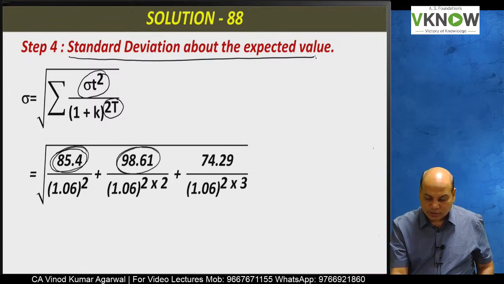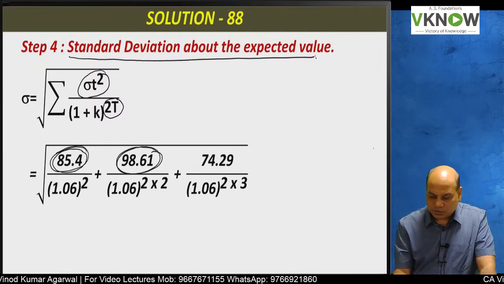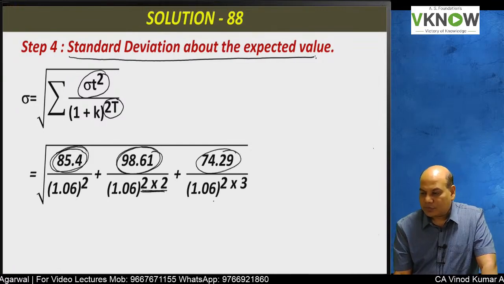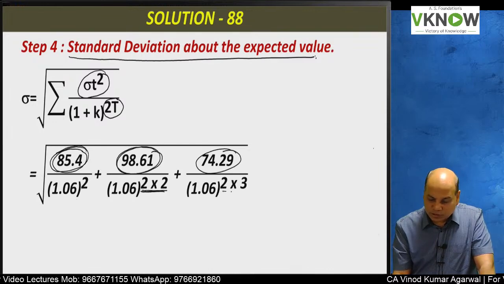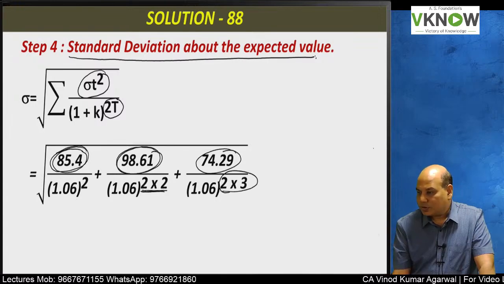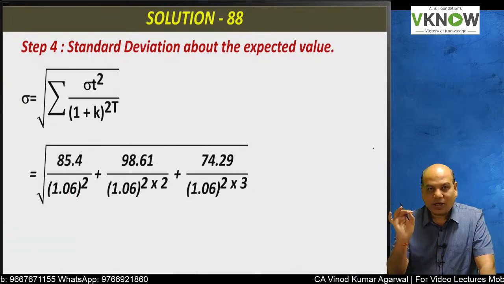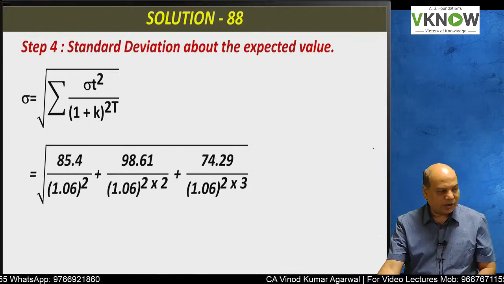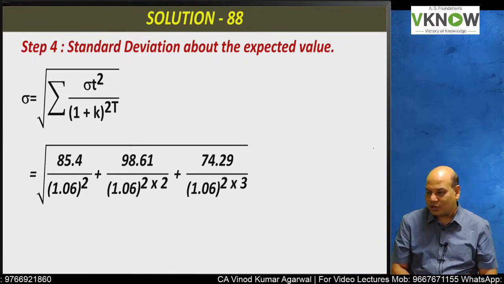Second year sigma square from the previous table, 98.61 divided by 1.06 to the power 2 into 2. Then third year sigma square, 74.29 divided by 1.06 to the power 2 into 3. Now you will have to solve it and give me the final answer. Let us see who will answer first. If you think you are a mathematically strong student, do it on the calculator and give me the answer.